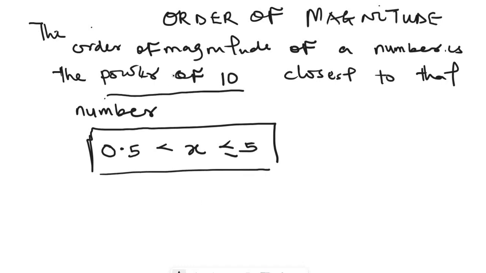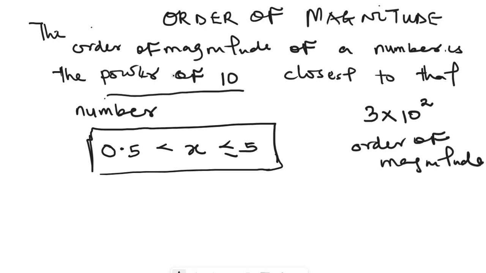Now, let me quickly tell you something. If you have a physical quantity like 3 times 10 to the power 2, and they ask you what the order of magnitude is, it is the power of 10 close to that number. The power of 10 here is 2. So the order of magnitude is 2.